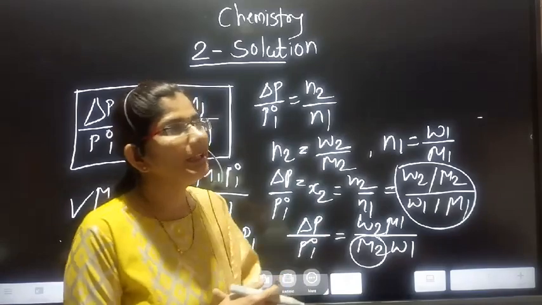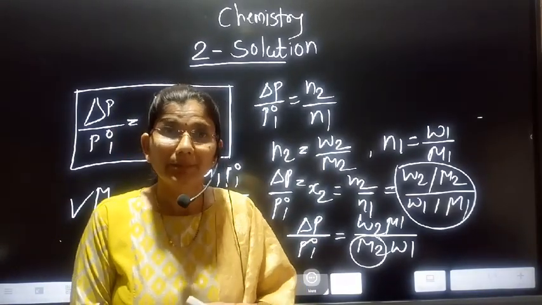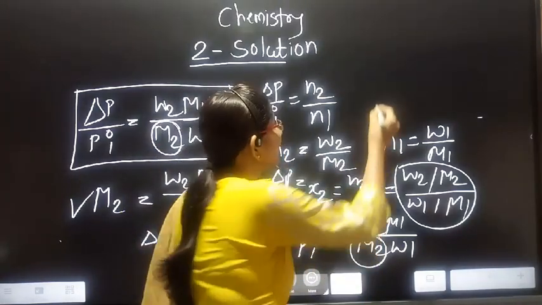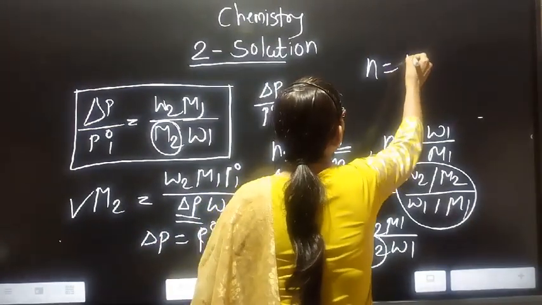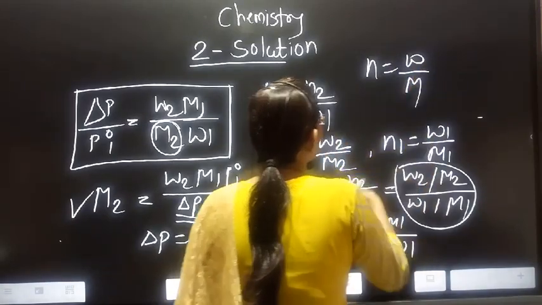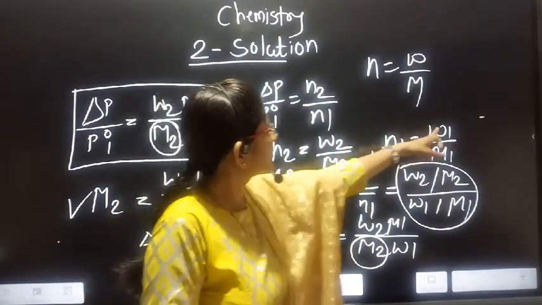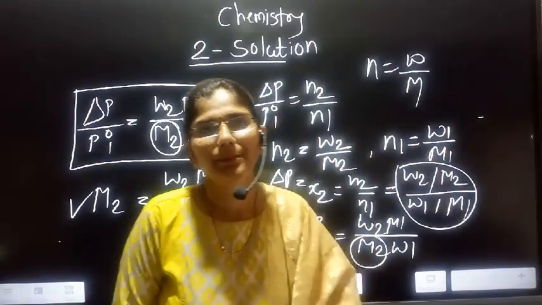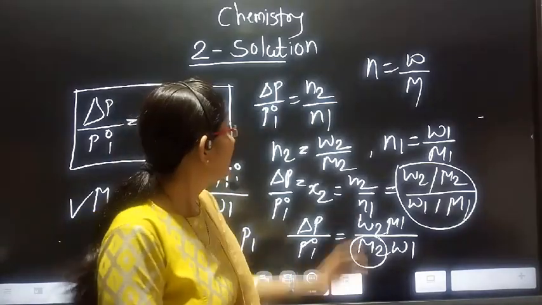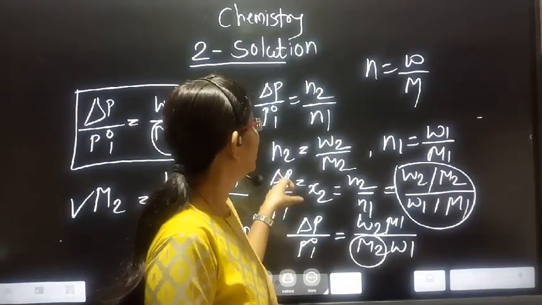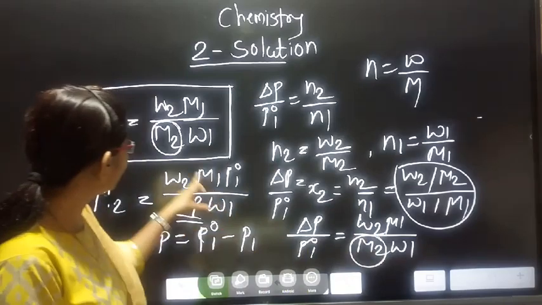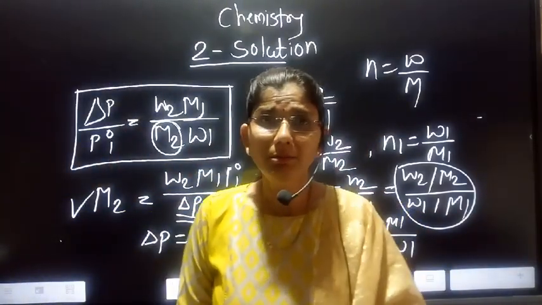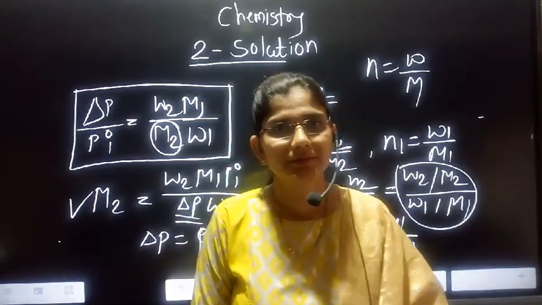And if we put the values of N1 and N2, because N means the number of moles, which is equal to weight upon molecular weight, so N1 is equal to W1 upon M1 and N2 is equal to W2 upon M2. Then if we put these values in the relative lowering of vapor pressure, we get the relation between lowering of vapor pressure and the molar mass of the solute.